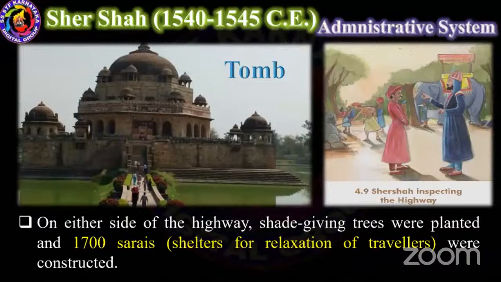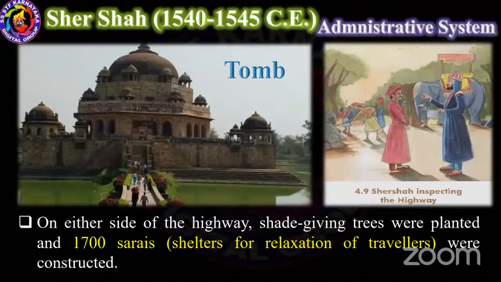On either side of the highway, shade-giving trees were planted, and 1,700 sarais, shelters for the relaxation of travelers, were constructed. He gave importance to roads and transport, and on either side of the highway he had his officers plant trees and establish rest houses, to take care of travelers going from one place to another over long distances.